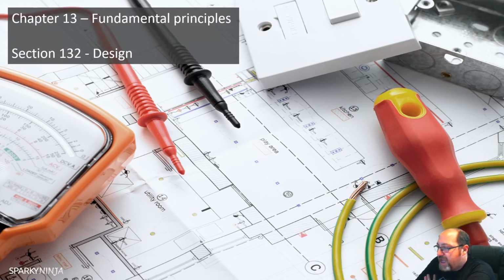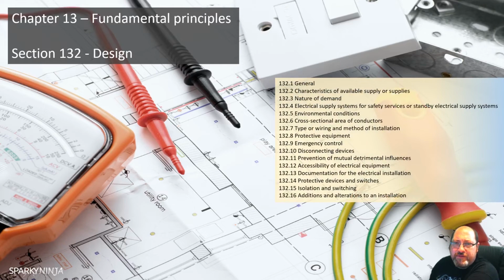Okay, characteristics of available supply or supplies. So we're going to go through these different regulations very briefly because we're going to repeat them as we go later on. Information on the characteristics of the available supply or supplies shall be determined by calculation, measurement, inquiry or inspection. It depends on what you're looking at, really, doesn't it? You can inquire some things, you can calculate some things, so it's just an overall.